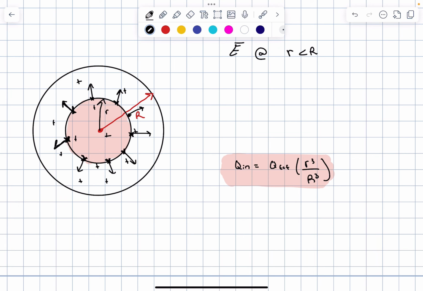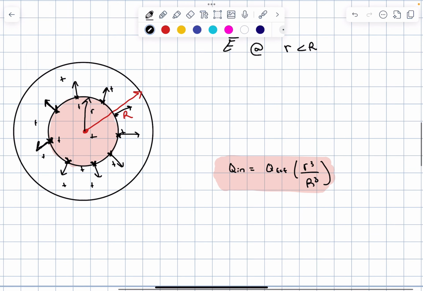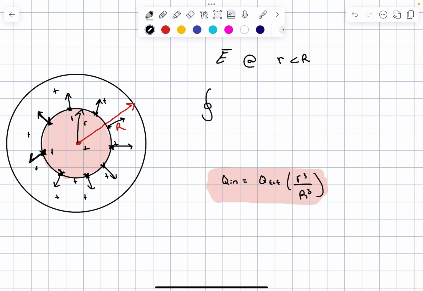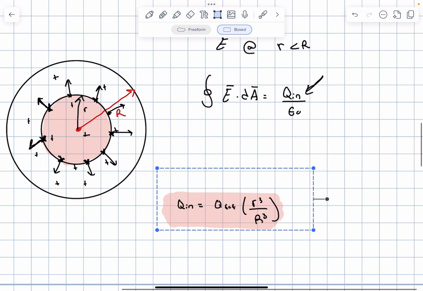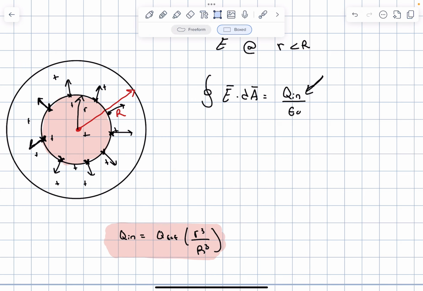That's going to be very useful because if we remember, this is Gauss's law, where the integral of E dot dA is equal to Q in over epsilon naught. So already we see why we need Q in. And then for the rest of the equation, we're going to have to essentially explain why we don't have to do this whole surface integral explicitly.